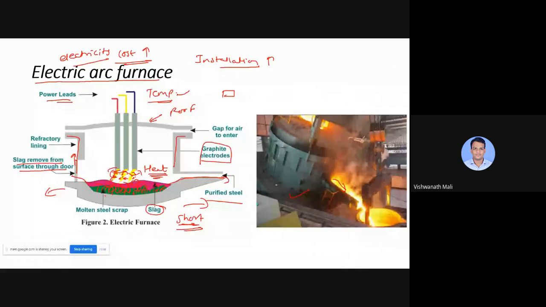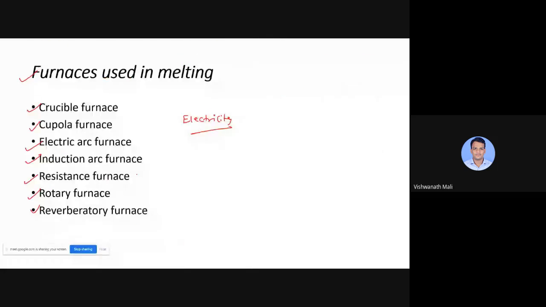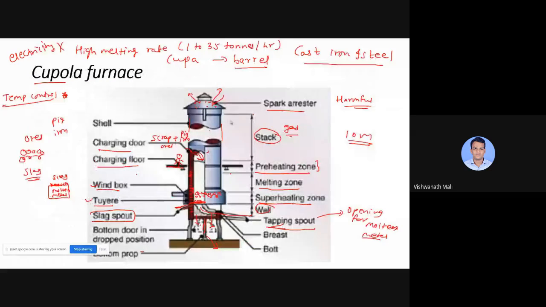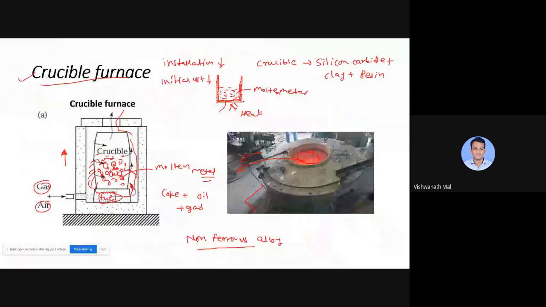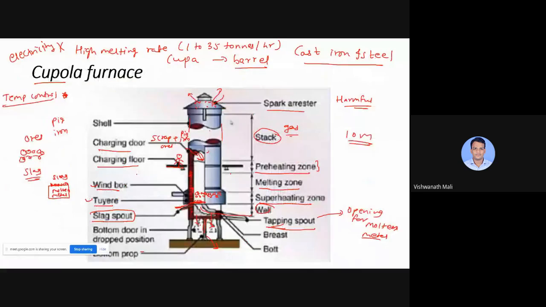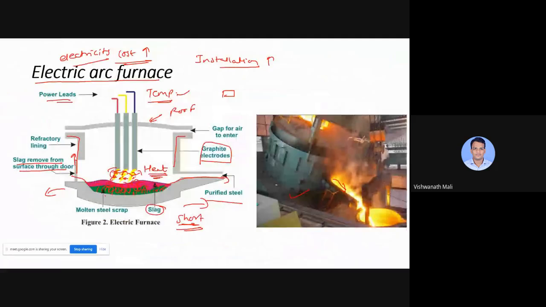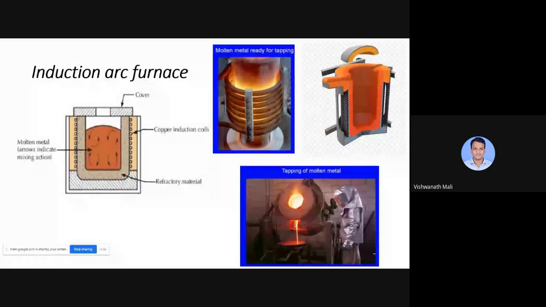Okay. So we have seen the crucible furnace and cupola furnace. In the crucible furnace also we don't require electricity. In the cupola furnace also we don't require electricity. And then we have seen the electric arc furnace. Now the next is the induction furnace. It works on the electromagnetic principle. Okay.